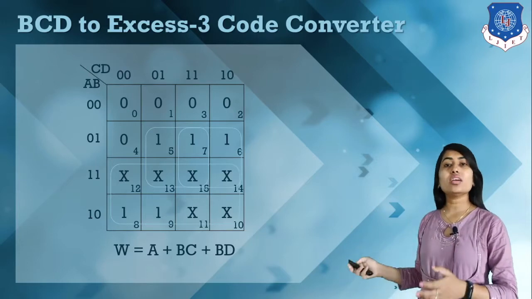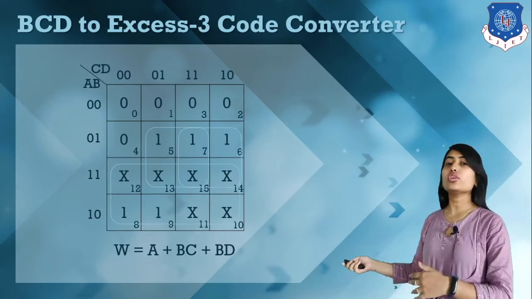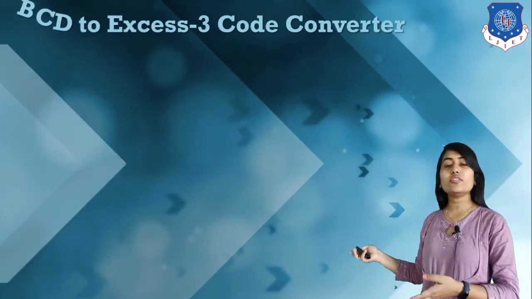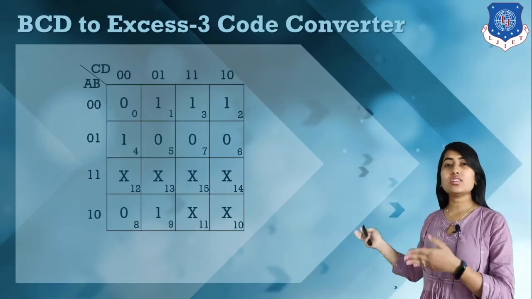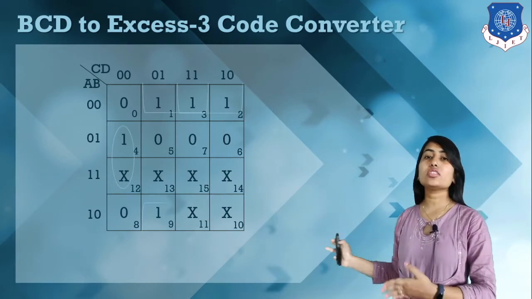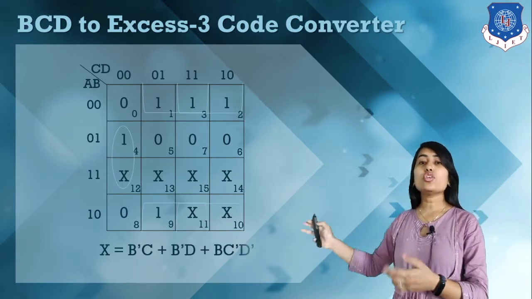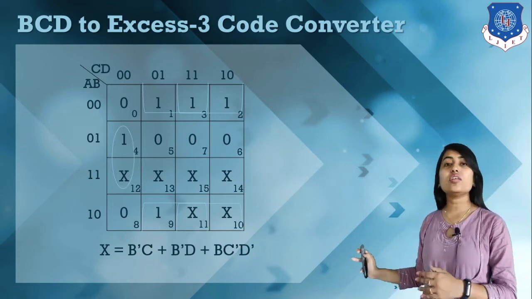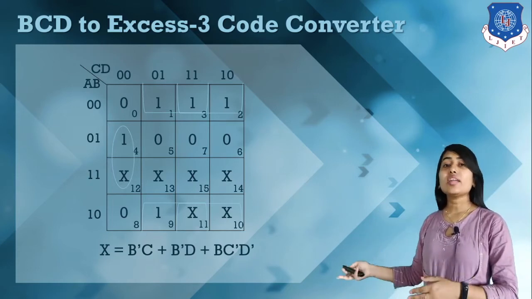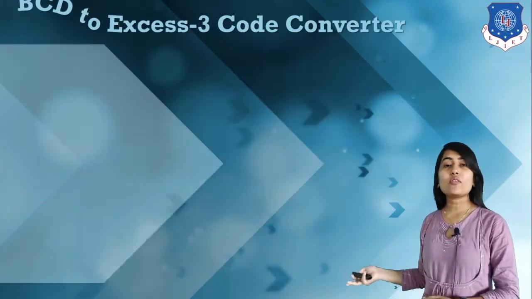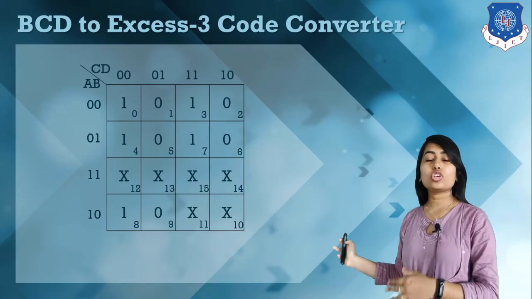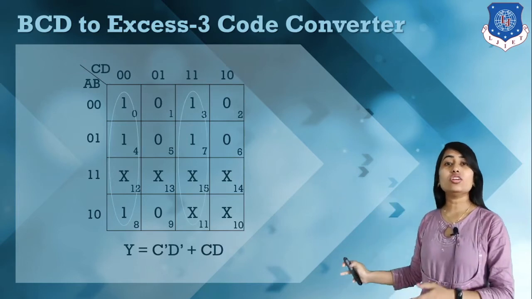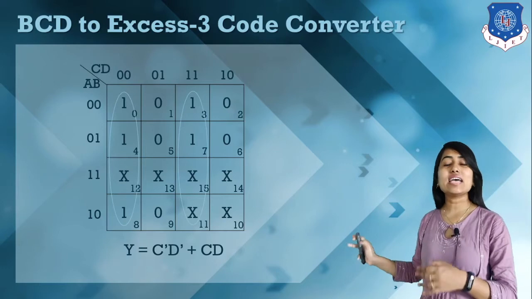Then we have to make an expression for X. So here we have the K-map for X in terms of A, B, C, D, and this is our logical expression for X. Then we make a logical expression for Y by making the K-map of Y, with all the entries of Y, and here we have the logical expression for Y, that is C dash D dash plus CD.